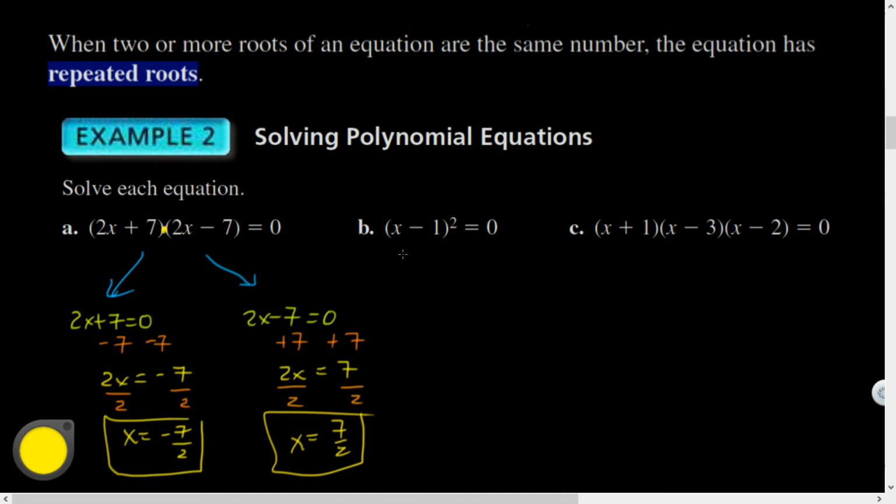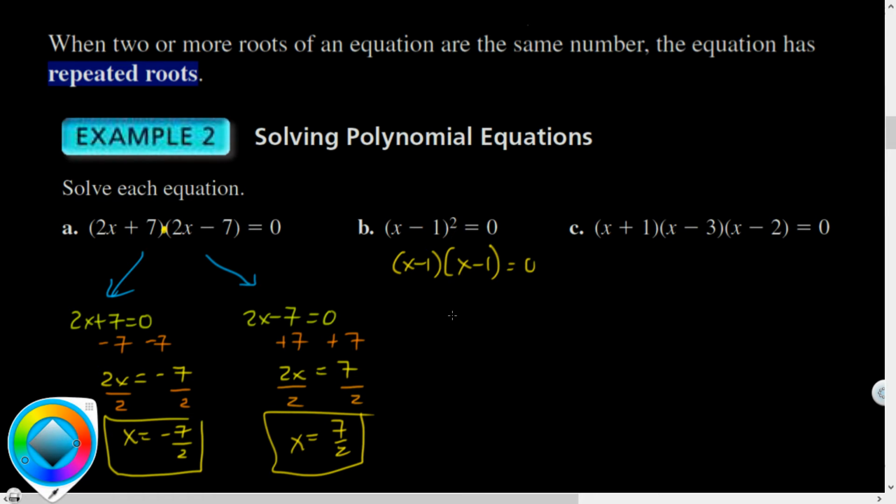Now, x minus 1 all squared, I'm just going to write this down as x minus 1 times x minus 1. Because that is what squaring means, right? To multiply something by itself. And if I break this into two cases, these are going to be oddly similar to one another.